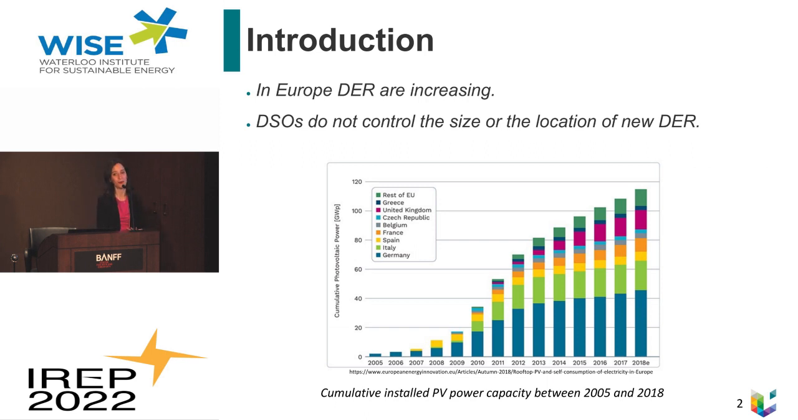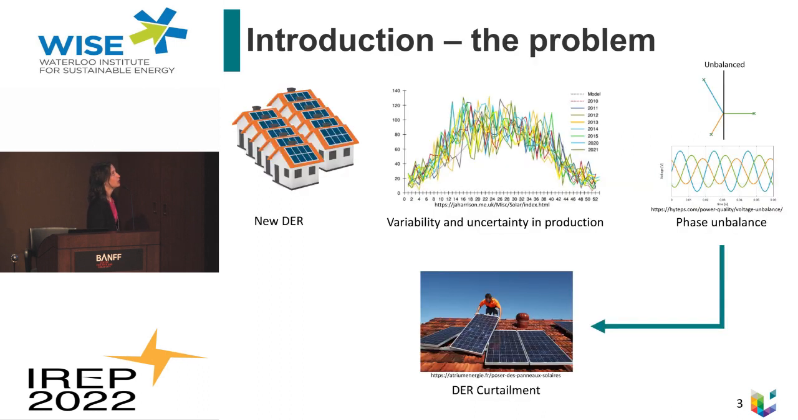So I think you all know by now that DER are increasing, and at least in Europe, they are increasing a lot. So DSOs do not control their location and their size, which is a big issue. So what do we have as an issue? We have people buying new PVs or any DER. They're placing them everywhere they want. This is producing, so we have variability and uncertainty in production, and this causes some phase imbalance. So what do we do when we have phase imbalance? We curtail, and people are not happy when we curtail, at least in Belgium. I don't know how you feel in here.